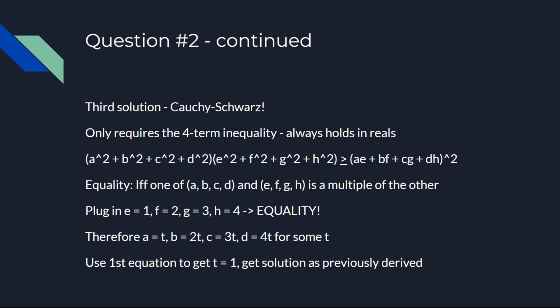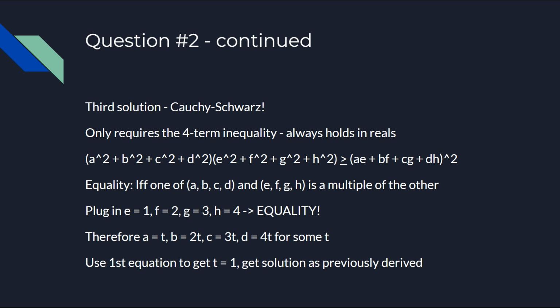When I first saw this problem, I was thinking Cauchy-Schwarz. It's one of the advanced algebraic inequalities, and you can look it up to see what it is, and you can see the proof. But specifically for 4 terms, a squared plus b squared plus c squared plus d squared times x squared plus y squared plus z squared plus w squared has to be greater than or equal to (ax plus by plus cz plus dw) squared. And that holds if all the variables are real numbers. Equality holds if and only if there's a constant t such that at equals x, bt equals y, ct equals z, dt equals w, or vice versa.